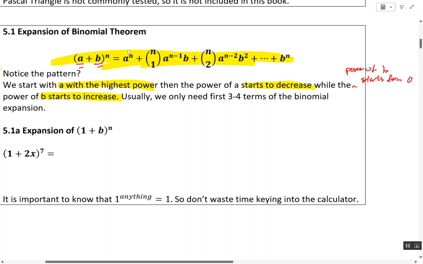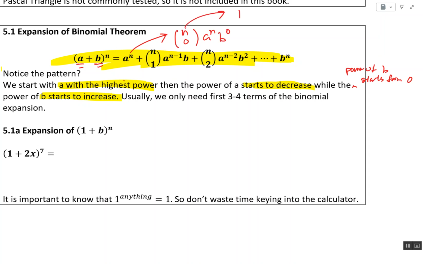Essentially over here, this A to the power n term, we simplify it as such. But if I want you to write it out, it will be n choose 0, A to the power of n, and B to the power of 0. This value here, if you key in the calculator, is 1. And for B power 0, if you recall when you learned indices, anything to the power of 0 is 1. So simply put, we simplify the term to just be A to the power of n. That's why in the formula it's just A to the power of n.